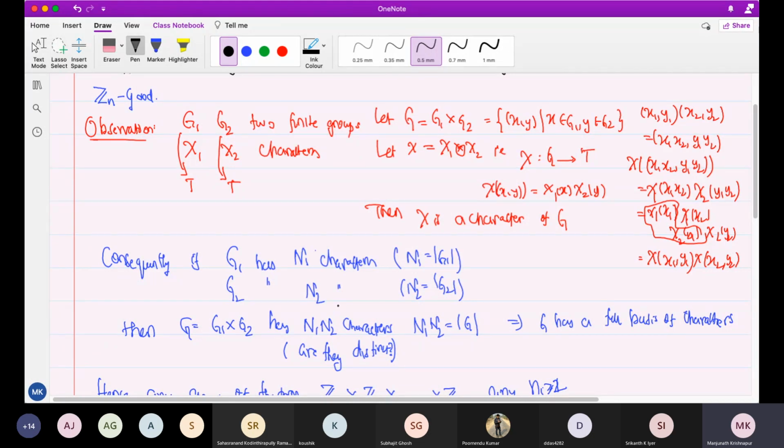If you have done that exercise, then you have done this, because these n1 characters form a basis for L2 of G1. These n2 characters form a basis for L2 of G2. And you are taking all the pairwise tensors, so they should form a basis for L2 of G1 tensor L2 of G2, which is actually L2 of G. That identification you have to make.